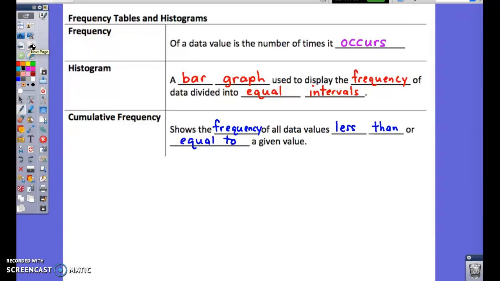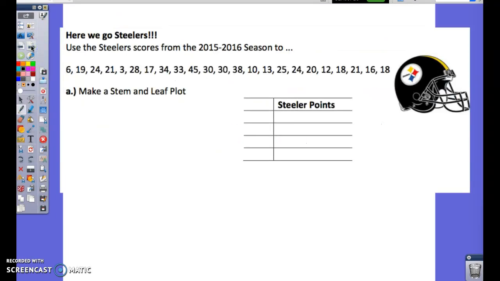The frequency of a data value is simply the number of times it occurs. A histogram is simply a bar graph used to display the frequency of data divided into equal intervals. And then a cumulative frequency table shows the frequency of all the data values less than or equal to a given value. And we'll show you an example of what that's all about.